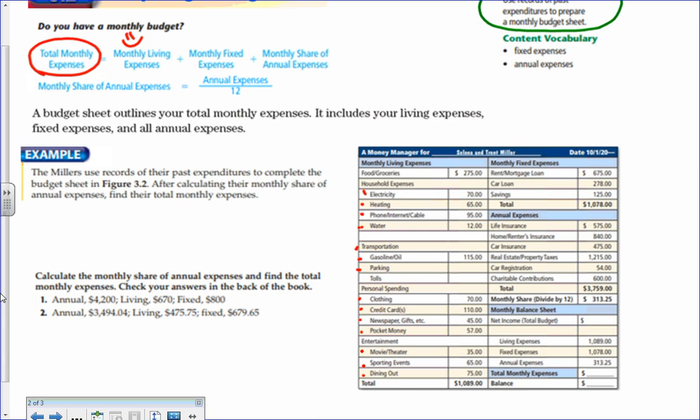There are some fixed expenses. If you look over at insurance, examples of fixed expenses, those are things.